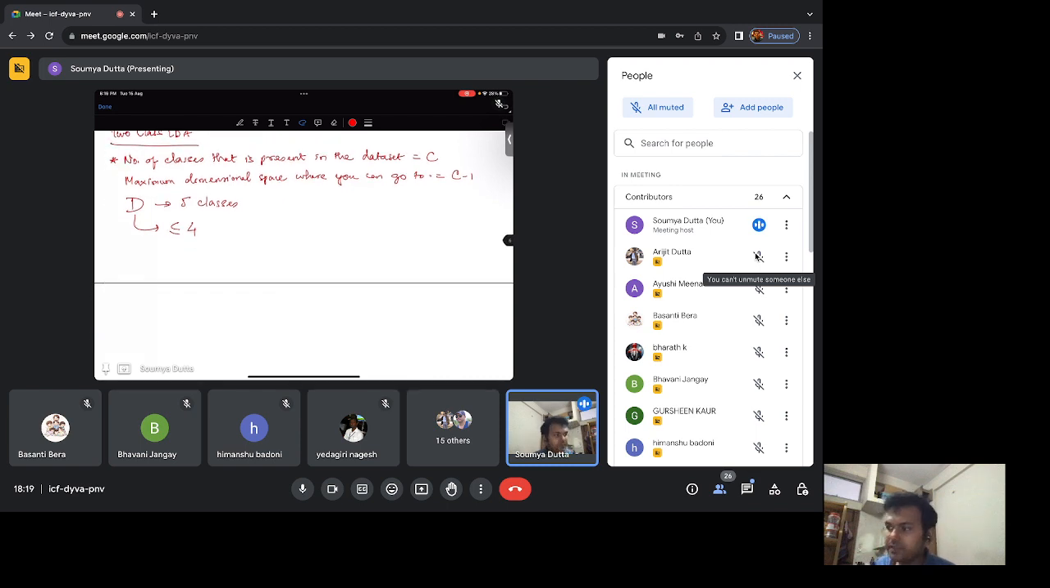Okay, so remember this. I will not show the proof of this, but always remember that if the number of classes is C, then you can go up to C minus 1 dimensions.